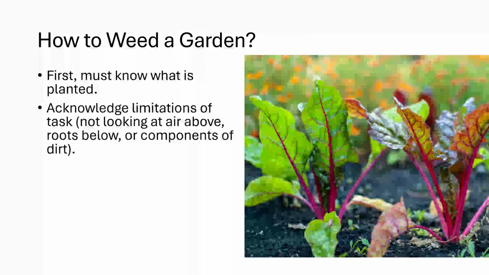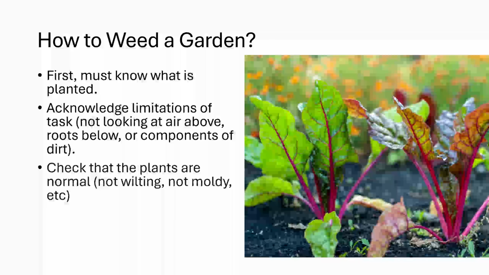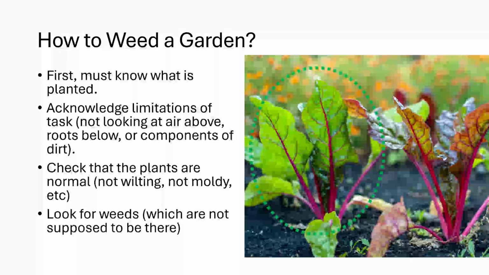Second, you have to acknowledge the limitations of your task. When you're weeding a garden, you're not paying attention to the air above or the roots below necessarily, or the components of the dirt. You're looking at the plants. Third, you probably want to check that the plants are normal. They're not wilting, they're not moldy, they're not being eaten by different animals and so forth, and that they're all intact. And then finally, look for weeds, the things that are not supposed to be there.